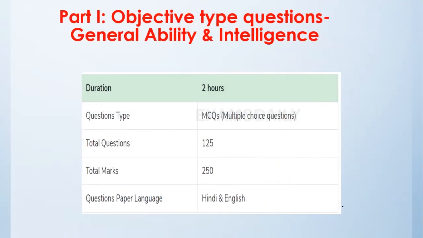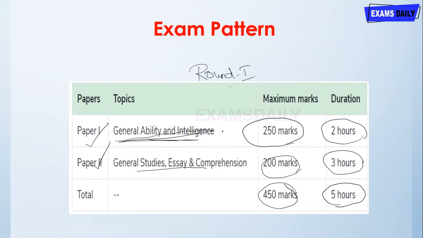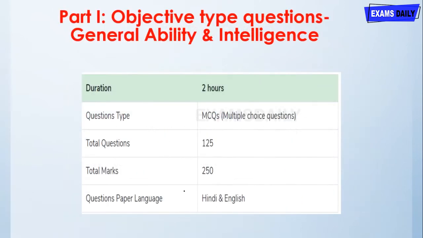Round 1 comprises 2 sections, paper 1 and paper 2, and this is the detailed pattern for paper 1. It is objective type questions on general ability and intelligence. It will be conducted for 2 hours, and the question type is MCQ, multiple choice questions. The total number of questions is 125 for this part 1 examination, and the total mark is 250. The question paper language is Hindi and English, so you can choose your preferred language here, either Hindi or English. This is the examination pattern for part 1.